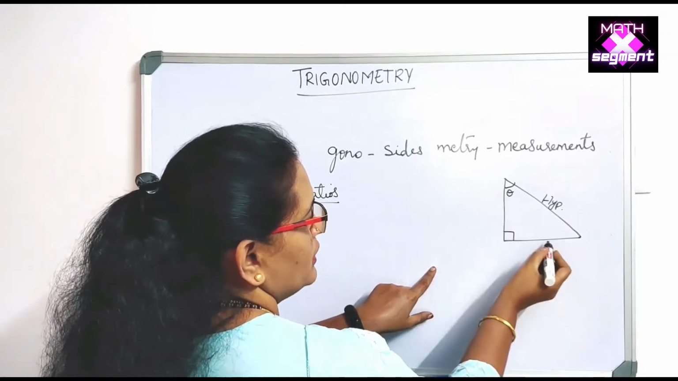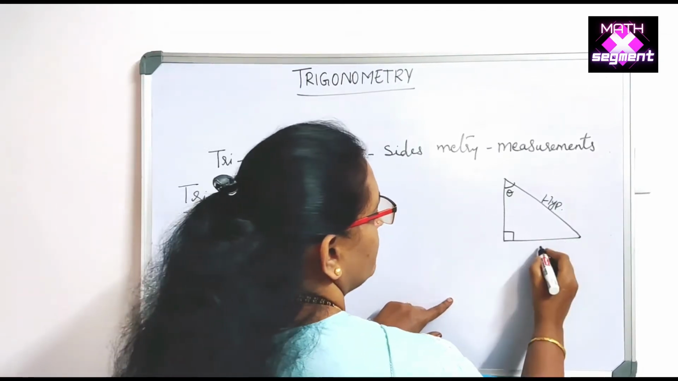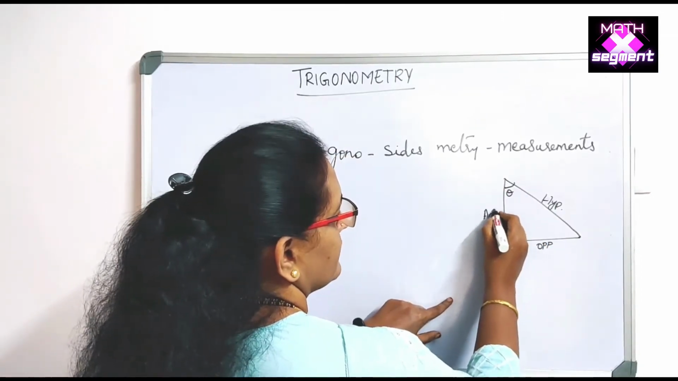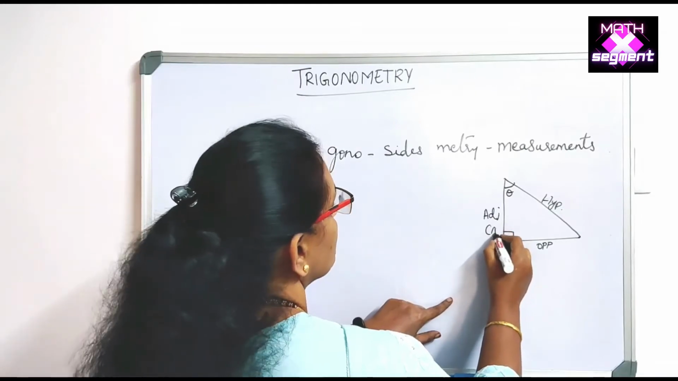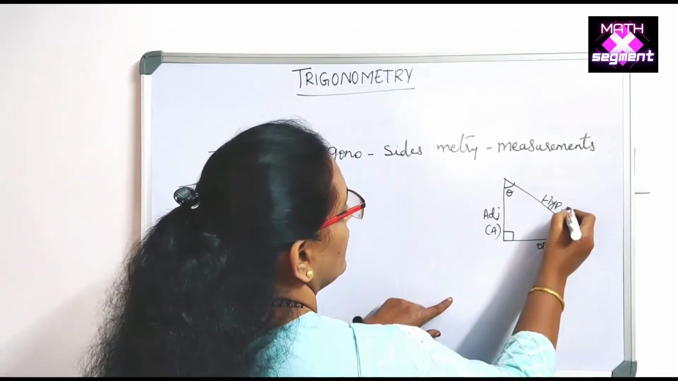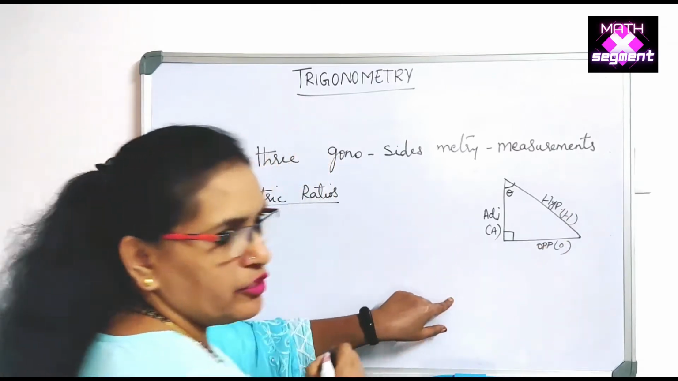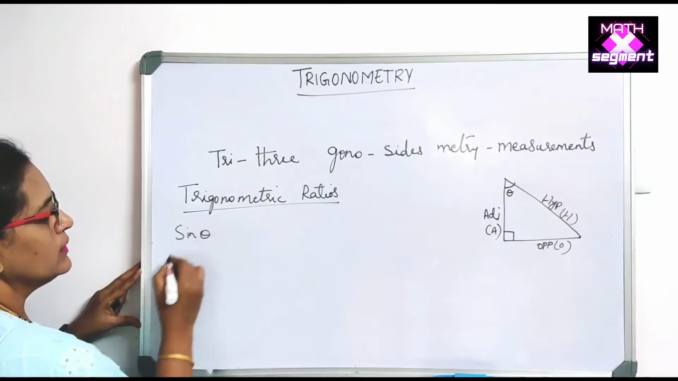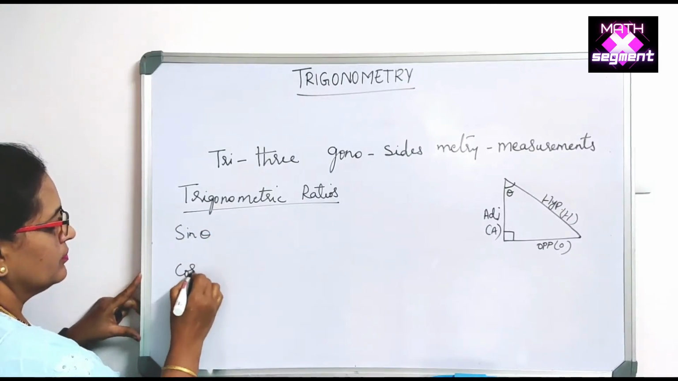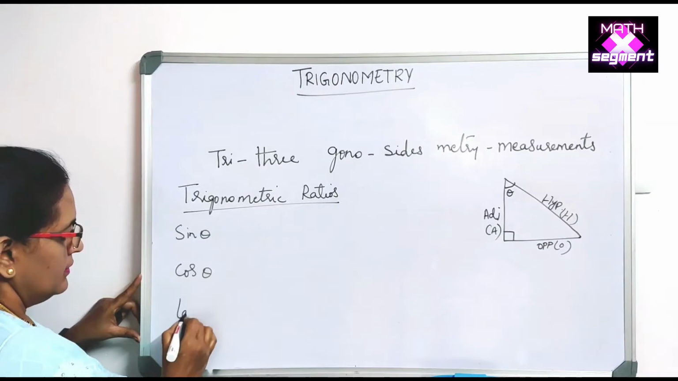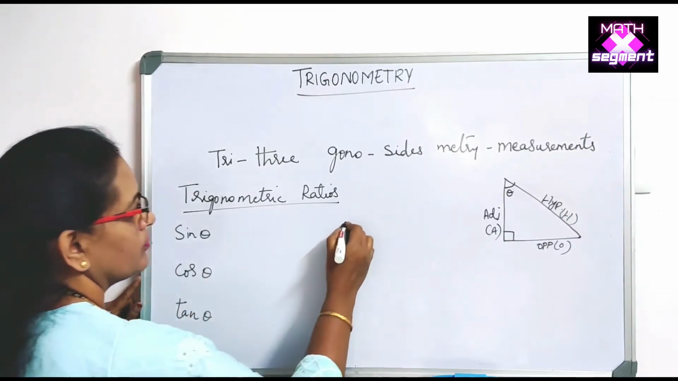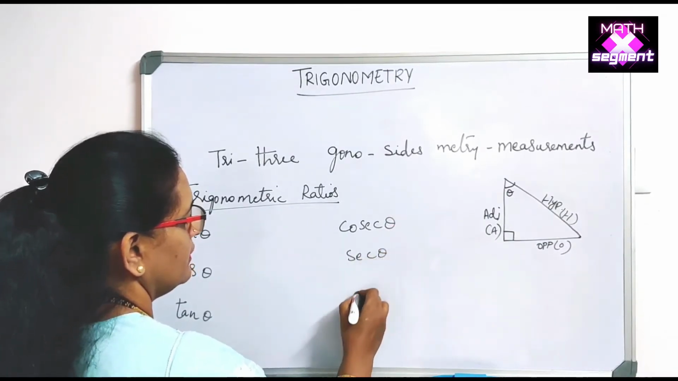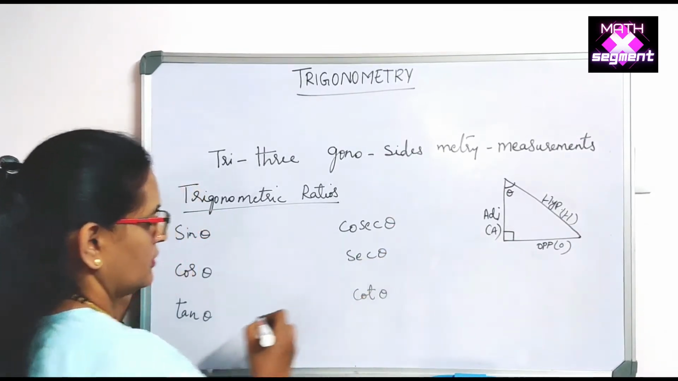So the side opposite to theta is called the opposite side, and the height is the adjacent side. Adjacent is denoted by A, opposite is denoted by O and hypotenuse is denoted by H. Now in trigonometric ratios we have the terms sine theta, cos theta, tan theta, cosecant theta, secant theta and cot theta.